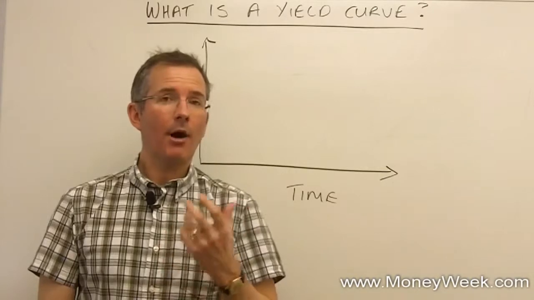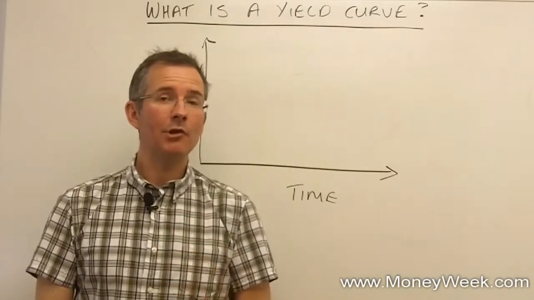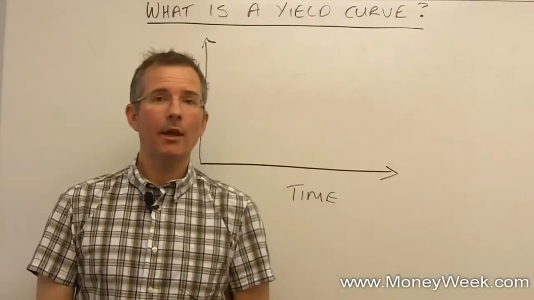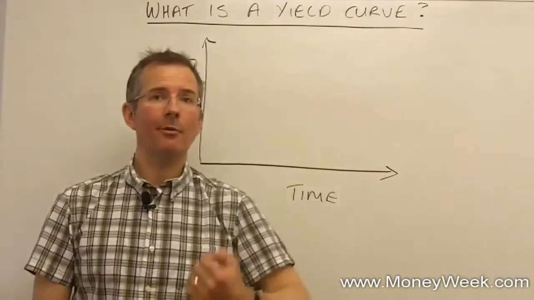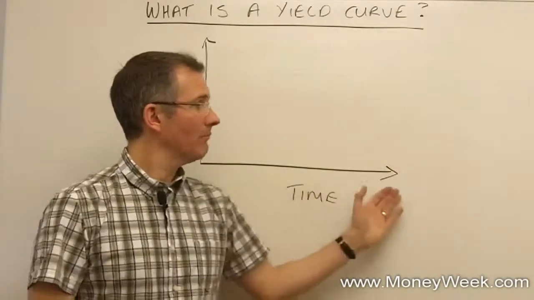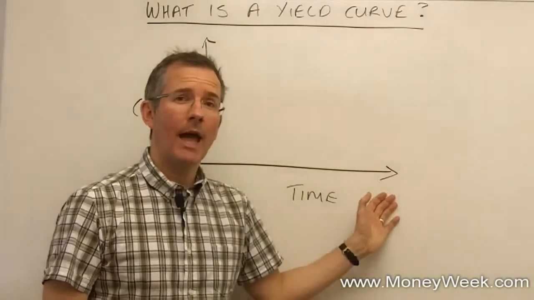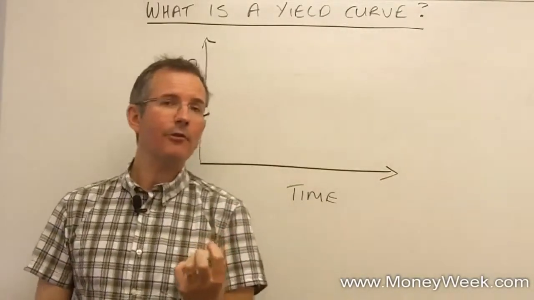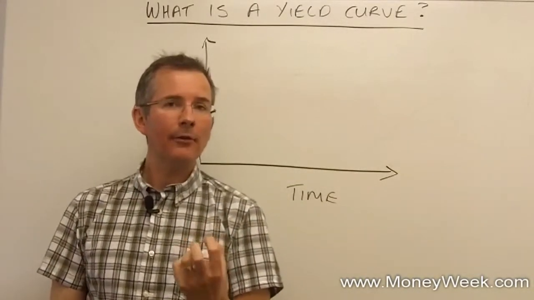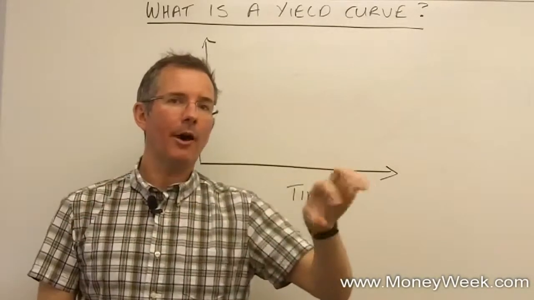In other words, IOUs issued by the government have different maturities. Some will be paid off in, say, a year's time, some in 5 years' time, some in 20 or 30 years' time. And what sort of return are investors demanding for the risk of investing with the government over time?